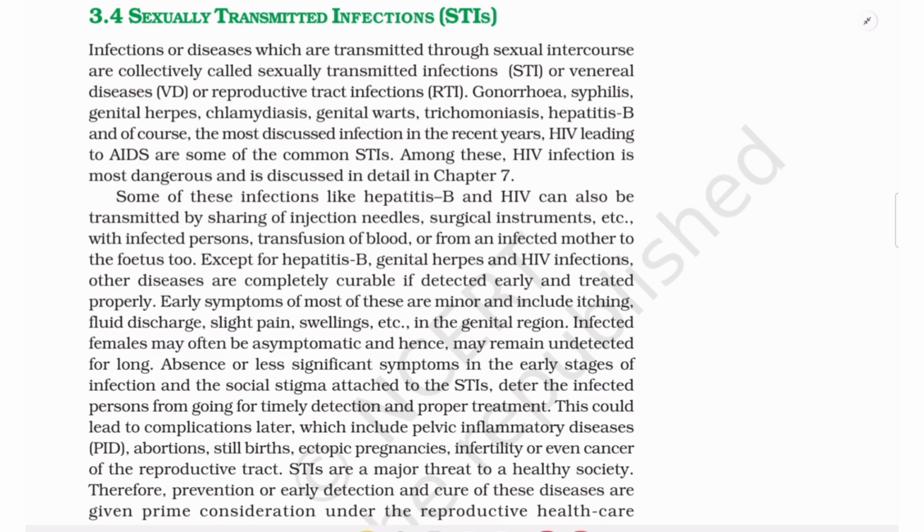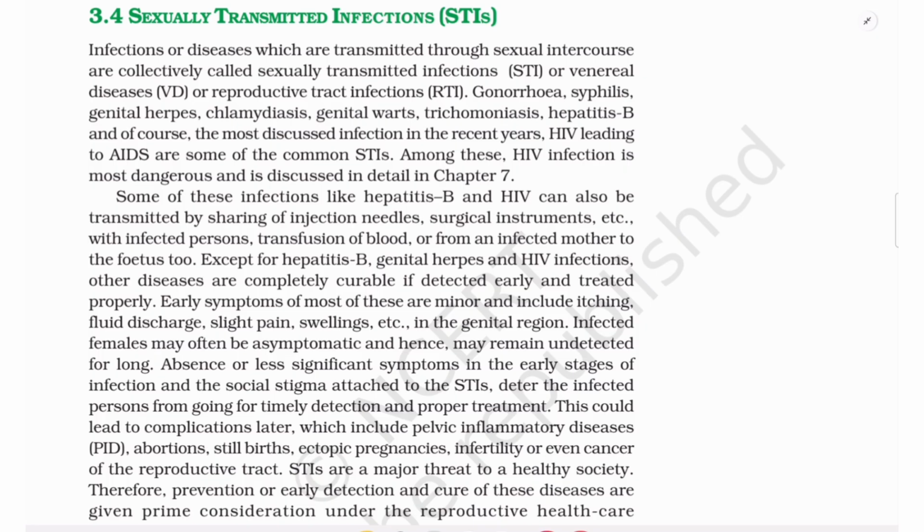3.4 Sexually Transmitted Infections, STIs. Infections or diseases which are transmitted through sexual intercourse are collectively called sexually transmitted infections, STI, or venereal diseases, VD, or reproductive tract infections, RTI. Gonorrhea, syphilis, genital herpes, chlamydiasis, genital warts, trichomoniasis, hepatitis B, and of course, the most discussed infection in recent years, HIV, leading to AIDS, are some of the common STIs.